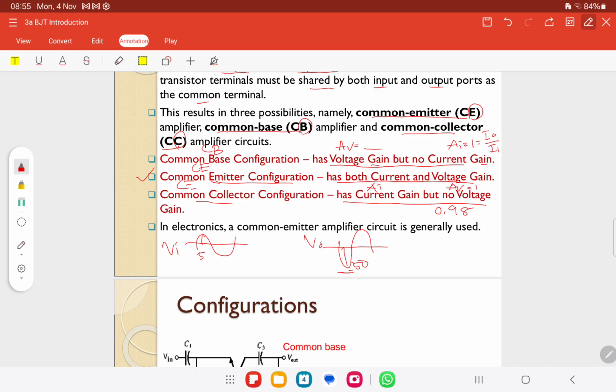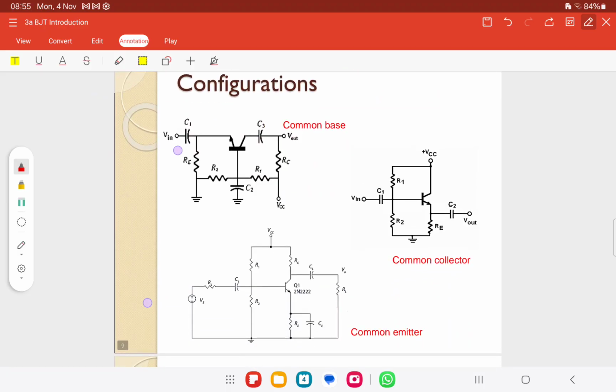Okay, amplify on the current or on the voltage, and then if the purpose is to amplify on the power, it is the same, AP equals AV times AI. Okay, alright, so this is an example of the connection. For common base, this is the emitter.